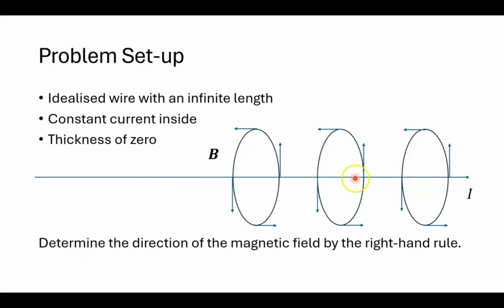What we are going to do is basically point your thumb in the direction of the current. In this case, it's to the right. And then curl your 4 fingers. Your fingers will be the direction of the magnetic field. So if you do that, you will find that behind the wire, the magnetic field points up, and above the wire, it goes straight out of the page. In front of the wire, it goes down, and below the wire, it goes into the page.